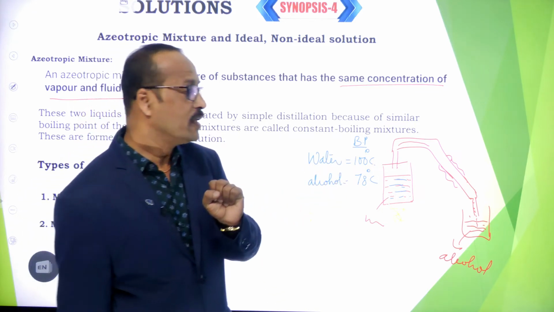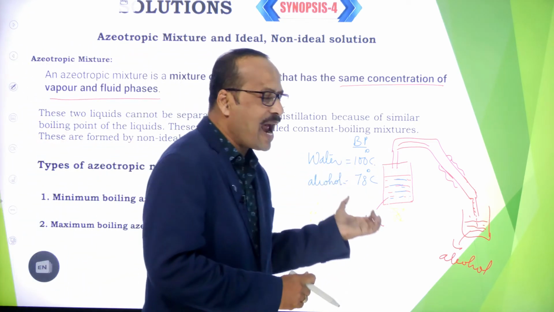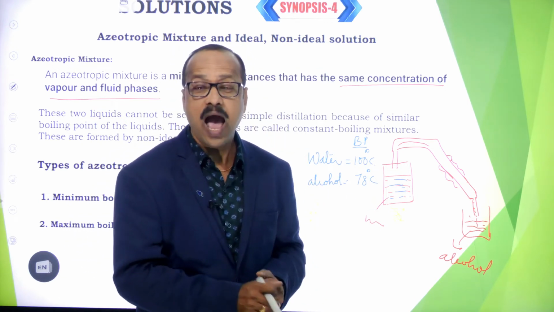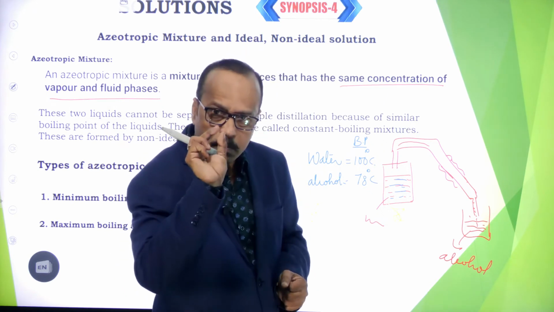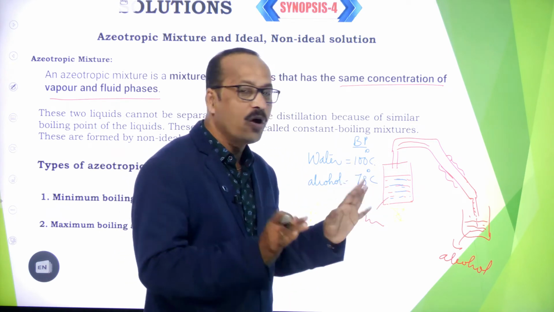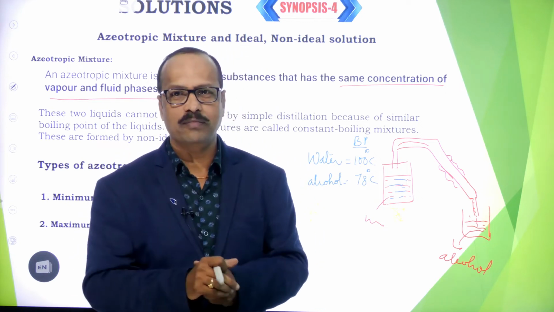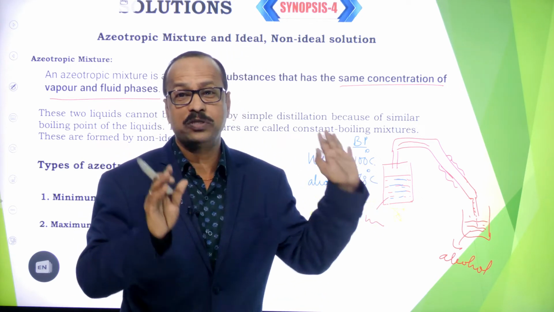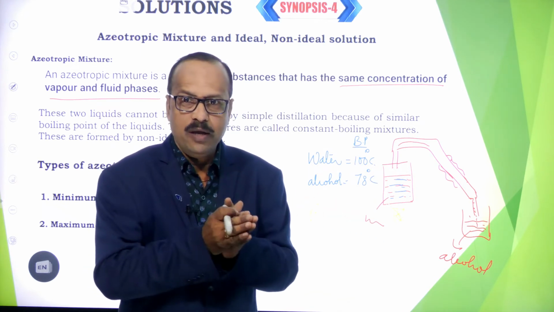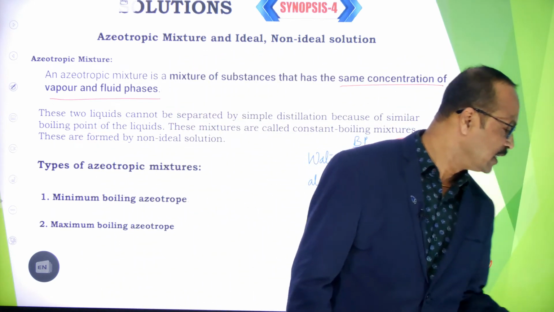But students, listen carefully, very important point. If I mix water and alcohol in particular proportions, then what happens? They will not have different boiling points. This mixture will have the same boiling point. Now we cannot separate them by using fractional distillation, because the boiling point of both components in the mixture becomes the same.